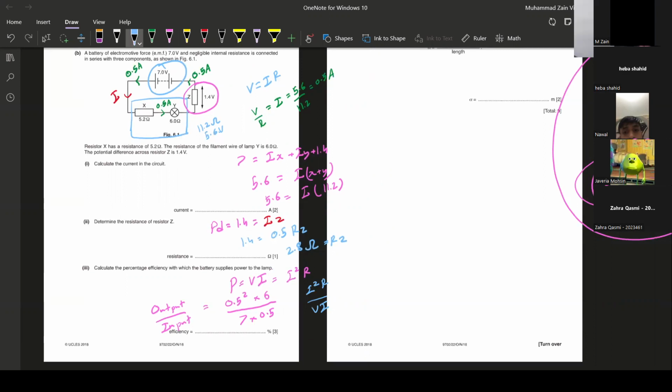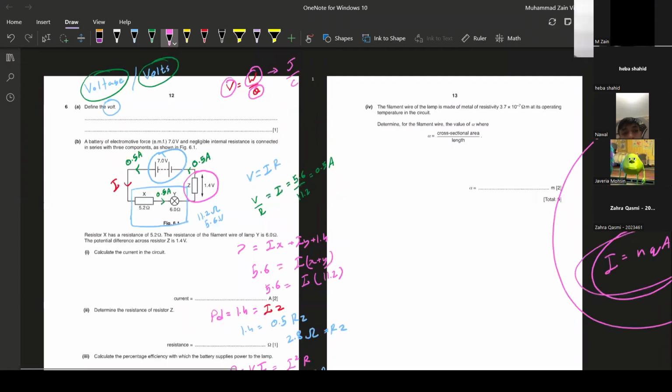So I just use this and I find the answer, and this comes out to be something like 3 over 7, I think. Just verify it, someone. And then the next part: the filament of the lamp is made of metal of resistivity 3.7 times 10 to the power negative 7 ohm metres at its operating temperature in the circuit. Determine for the filament wire the value of A, where A equals cross-sectional area divided by length.